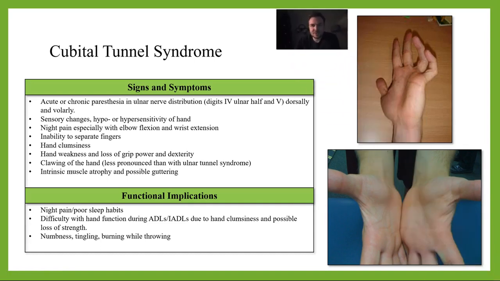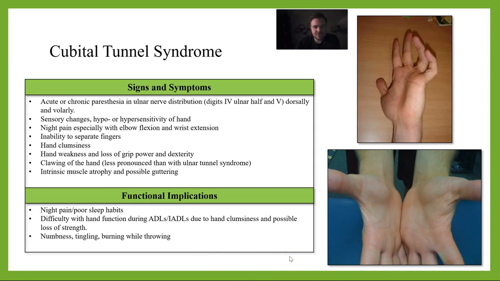So signs and symptoms here. Basically what you see on the right is a picture of a claw hand or bishop's hand deformity. And then what you see at the bottom picture is muscle atrophy. And see the thenar eminence has atrophied compared to the opposite side. This is a picture where some of the hand intrinsic muscles have wasted away, as well as the thenar eminence, of course.